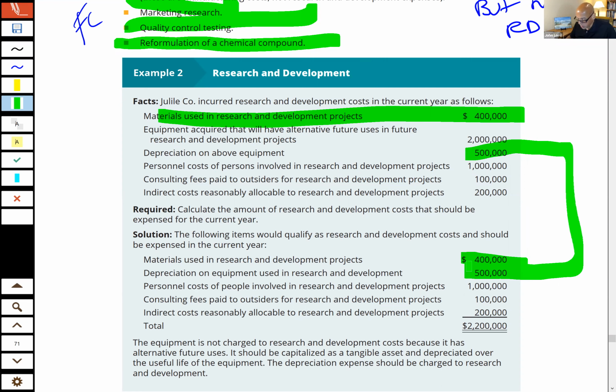Okay. Personnel cost of people involved in the research and development, consulting fees, and the key phrase here is, it's all being spent for research and development, but all of this is expensed in the research and development line item. If an asset has alternative future uses, you don't take the whole amount as research and development, but you do take the depreciation.